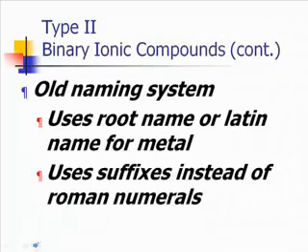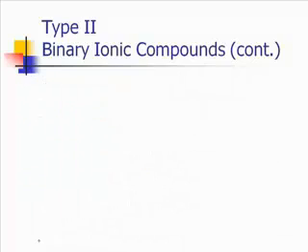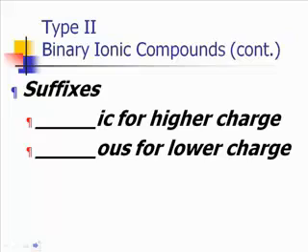you will come across an older naming system for type 2s, and I'm just going to mention it here. You may use this as long as you use it correctly, but I put it in here because sometimes in labs or on chemical bottles, you will see this old naming system still used. Basically, in this naming system, it uses the root name for the metal, and it uses suffixes instead of Roman numerals. It's not as detailed, I think, as the Roman numerals, but it's still in use, and so we'll look at it here.